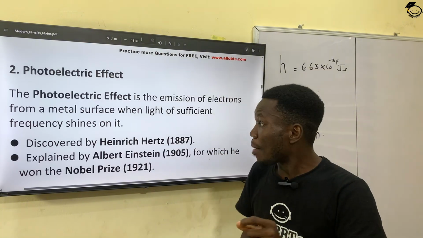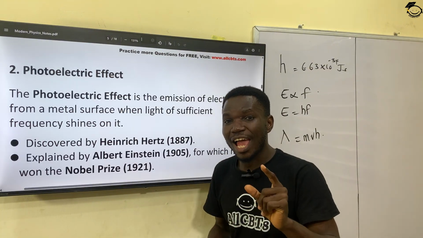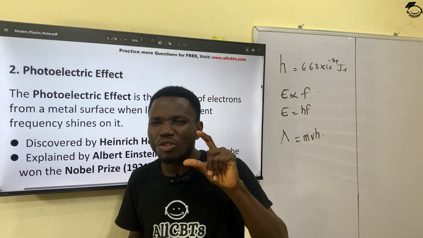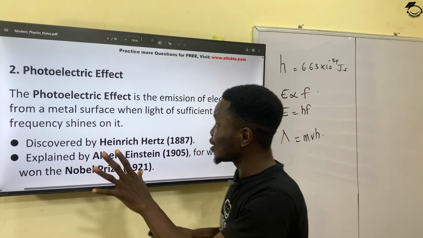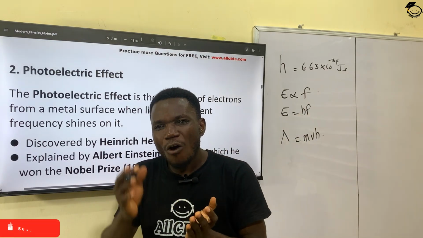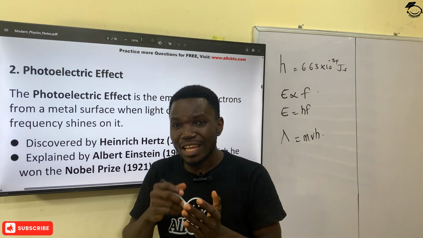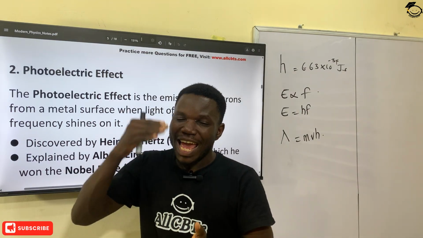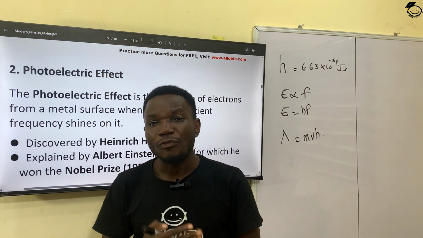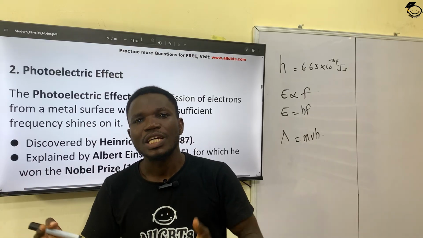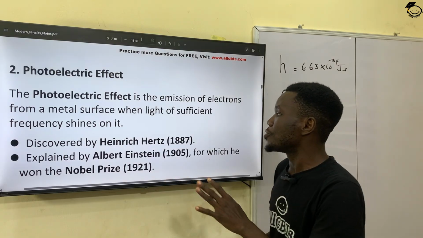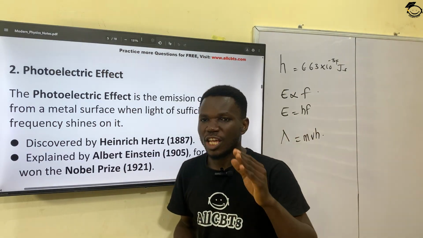This was discovered by Heinrich Hertz. Heinrich Hertz is also the person after whom we named the unit of frequency, because the photoelectric effect depends on the frequency of the light. So if the frequency of the light hitting the metal exceeds the threshold frequency, then there will be emission of electrons. But if it does not exceed the threshold frequency, there will be no emission of electrons. And that was discovered by Hertz in 1887.